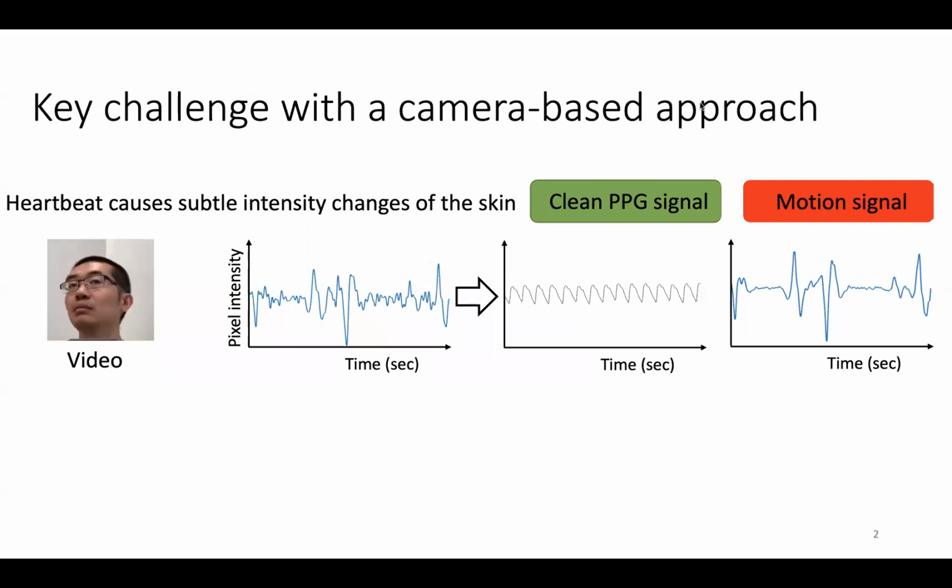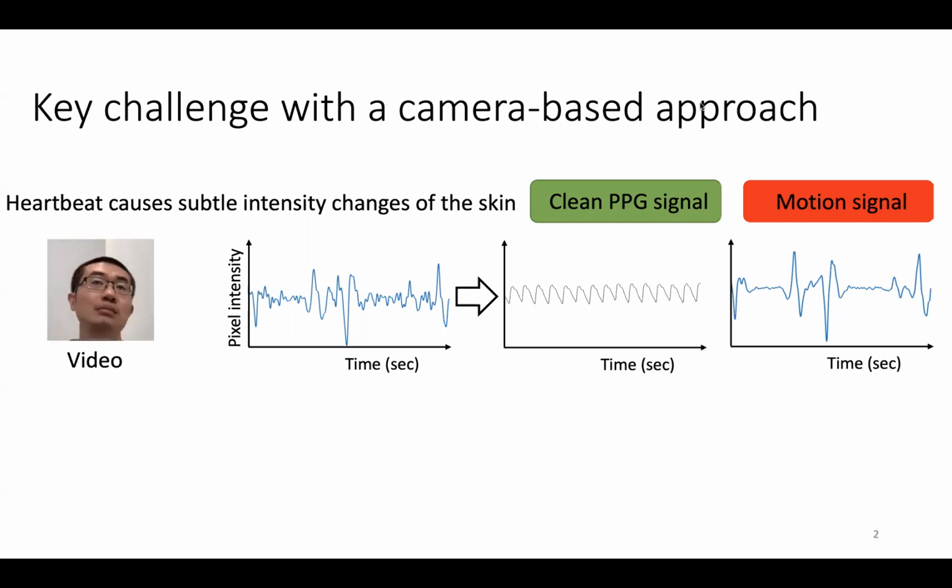However, the signal is very weak and is often drowned in noise. Further, facial movements of the person introduce large distortions in the recorded pixel intensity fluctuation. And these distortions make it challenging to obtain a reliable estimate for the heart rate.